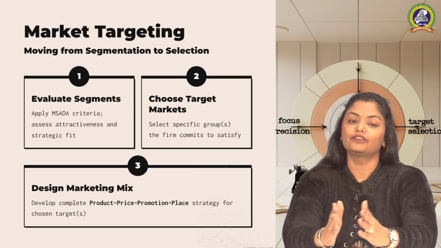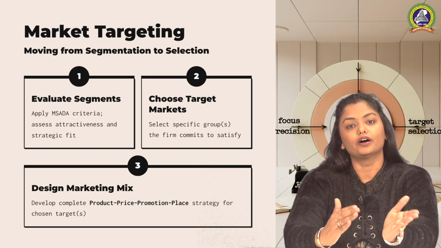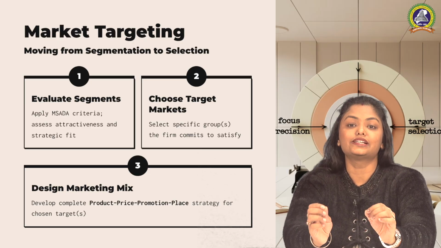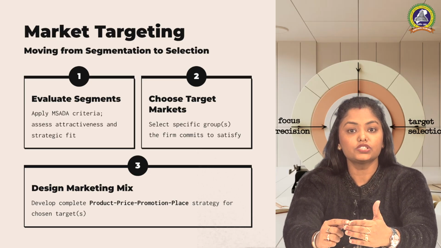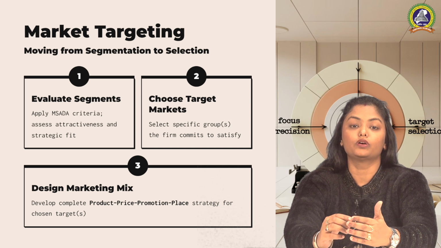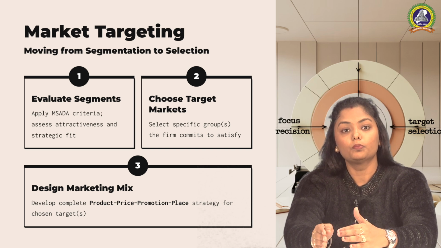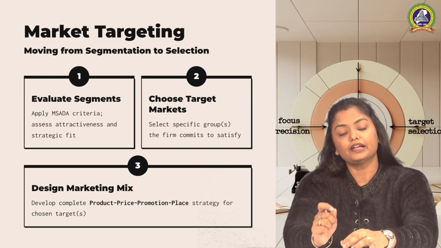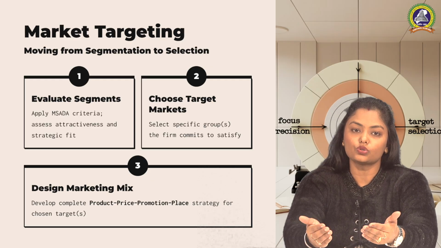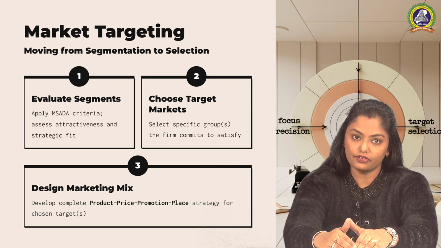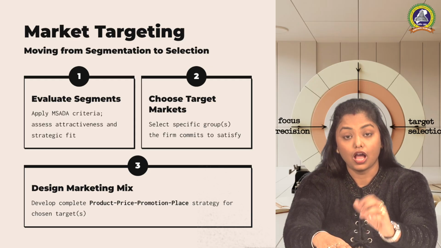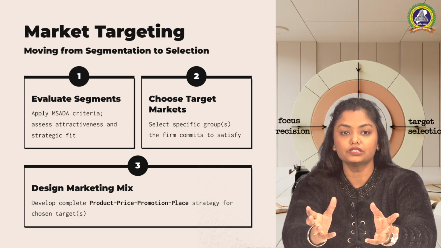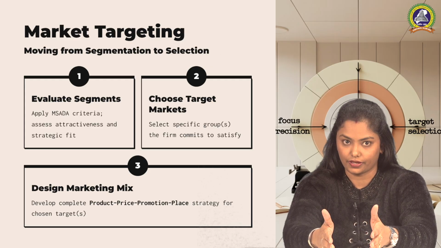This leads us perfectly from segmentation to our next topic, market targeting. Market targeting is the logical next step in the process. Once you have divided the market into effective segments, you must now decide which ones to enter. Market targeting is simply a process of identifying your target market from the total market. A target market is the specific group or groups of customers that your firm wants to satisfy.